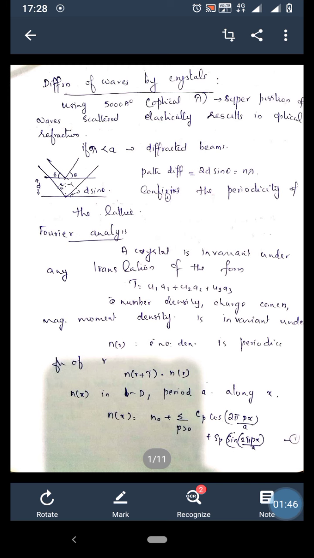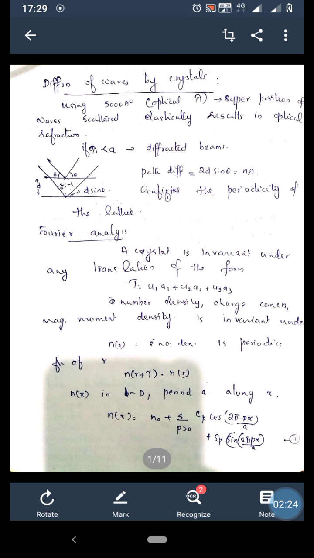Before getting the expression for diffraction in terms of the reciprocal lattice vectors, first of all, we are finding what the Fourier analysis of a particular crystal is. We know a crystal is invariant under any translation of the form T equal to u1 a1 plus u2 a2 plus u3 a3, where u1, u2, u3 are integers and a1, a2, a3 are the crystal translation vectors. So the corresponding electron number density, charge concentration, magnetic moment density, etc. of the crystal will be invariant under this type of transformation.